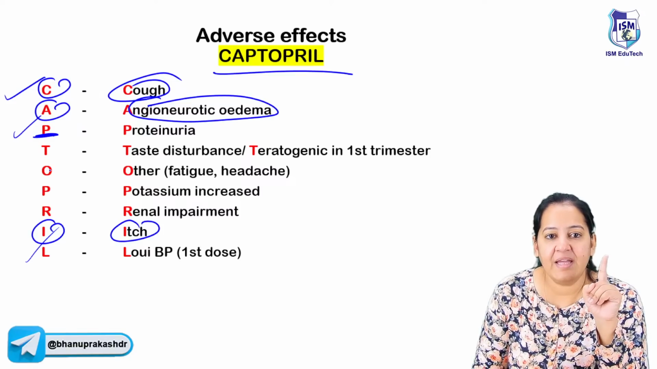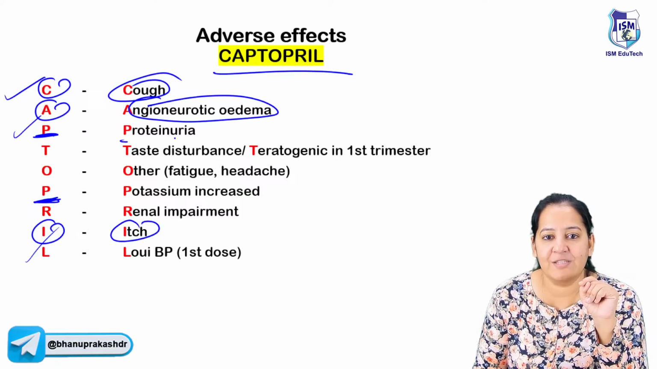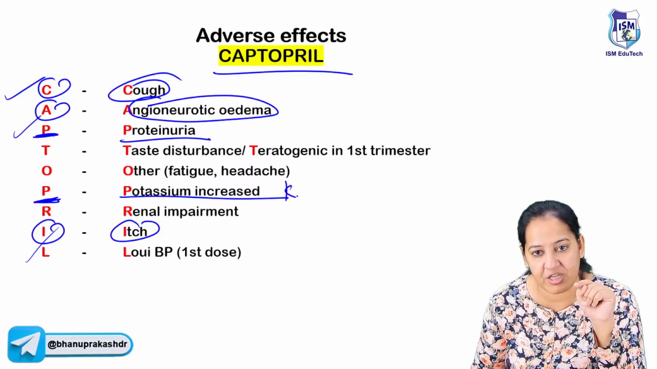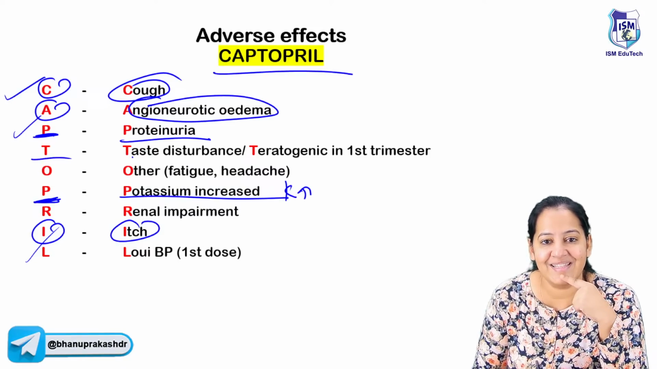So these three are due to that. Okay. P, there are two P. One P is proteinuria, increase protein in the urine, and one P is potassium increase. In the blood, potassium will increase. Okay? T is taste disturbance.